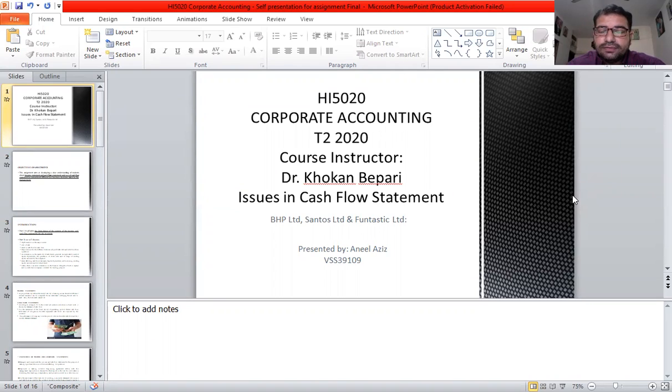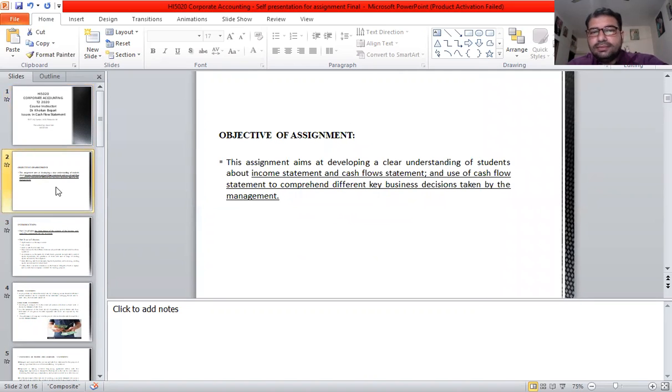The topic of the presentation is issues in cash flow statement. The objective of the assignment was basically to provide the students with a clear understanding about the income statement and the cash flow statements, and the use of cash flow statements to comprehend different key business decisions taken by the management.